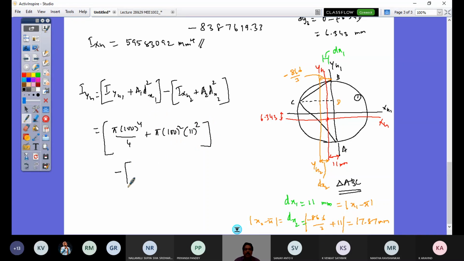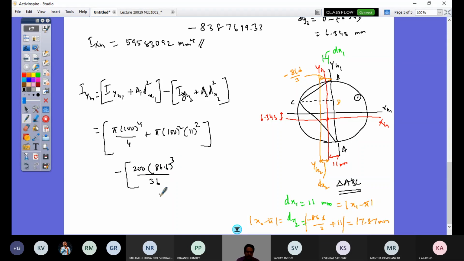So minus this bracket, IYG2. So IYG2 would be for the triangle about the YG2 axis. That would be B H cube by 36. So B here is 200, B is this base AB completely. H is 86.6. BH cube by 36. Is that clear at this point?